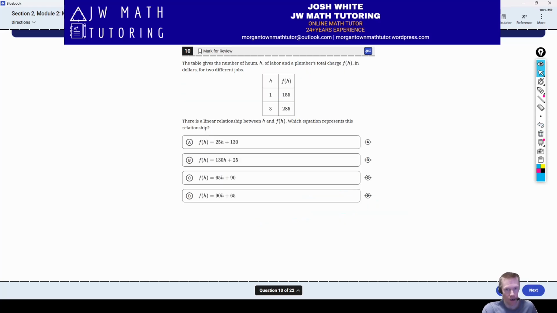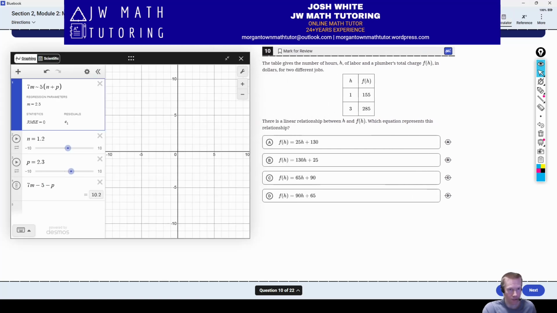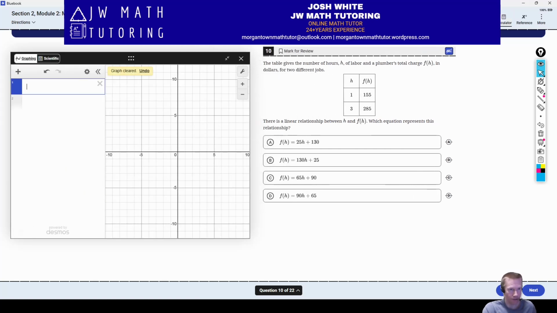All right, next up, we have a problem that we can use linear regression on. Basically here you're given 2 points, x and y values, and it tells you there's a linear relationship, i.e. a line, and it wants to know what the answer is. So I'm just going to go straight to Desmos rather than do all this work out by hand. I'm going to let Desmos do the work for me. I am going to type in the points.